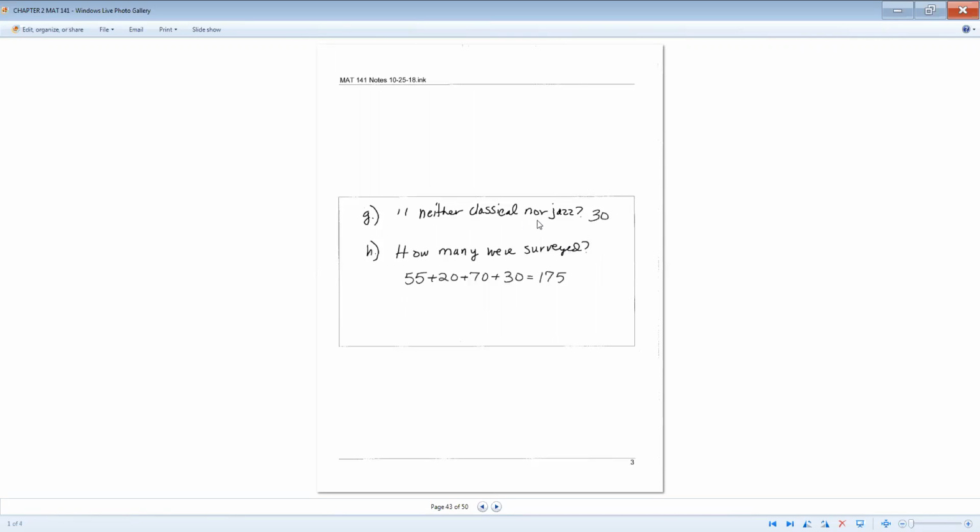How many listen to neither? That's what that 30 was on the outside of the circles. And how many were surveyed? You add up all the numbers, and that'll be 175.